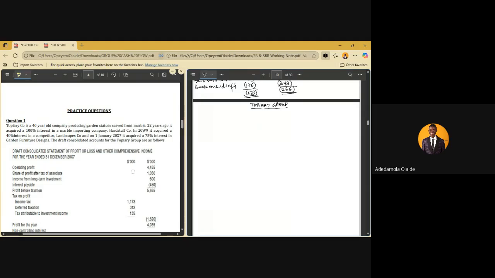So we'll have a consolidated statement of cash flow for the year ended 31 December 20x7.